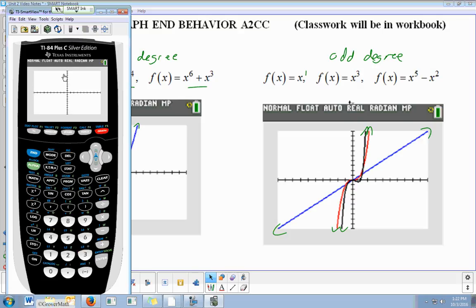Right? And you'll see why. Now the arrows are pointing in the same direction. It is an even degree because the highest exponent is even, but it is not an even function. And I'll show you what I mean when I zoom into the graph. It's hard to tell when you're zoomed out.